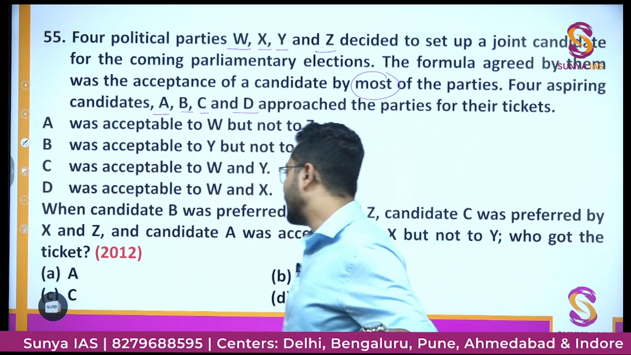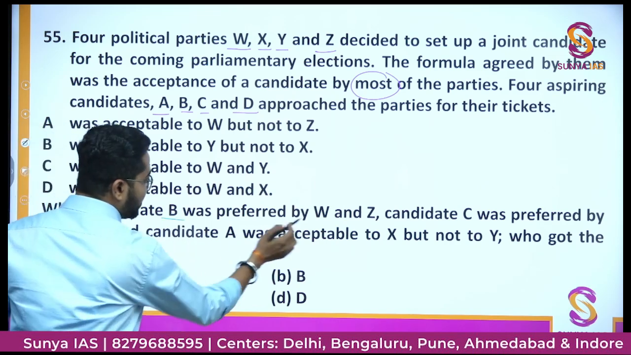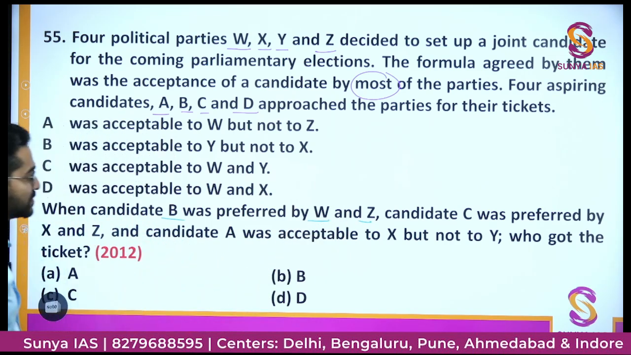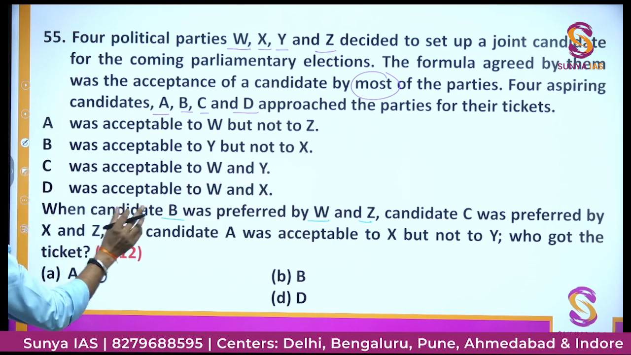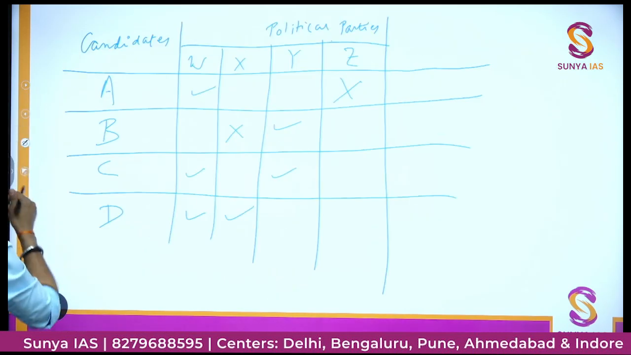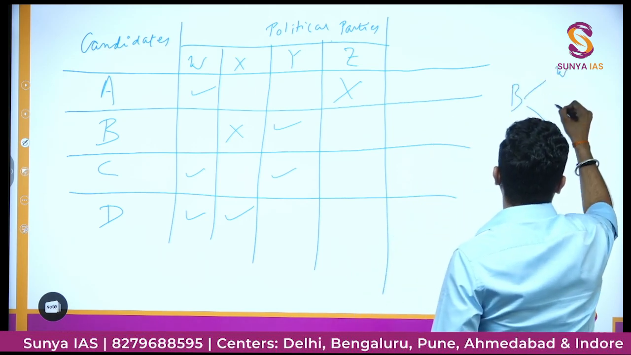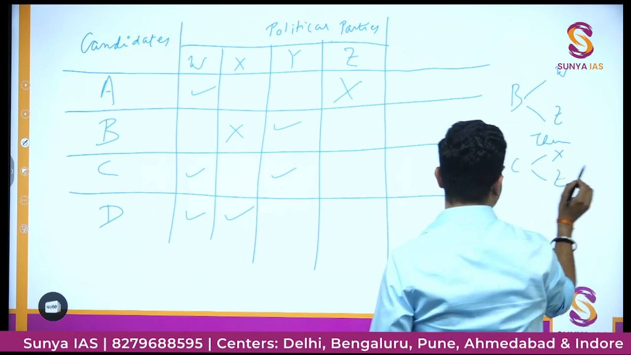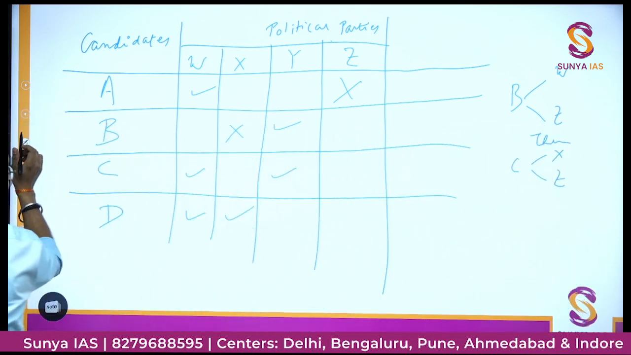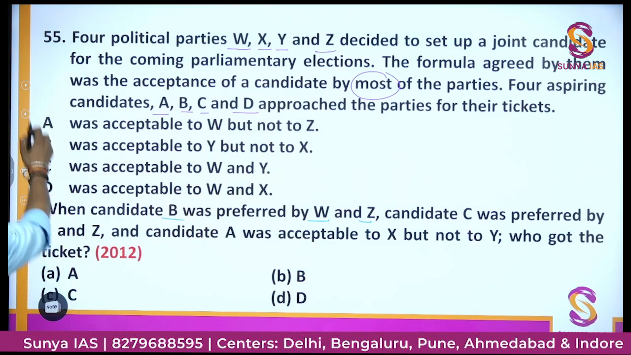Now we are given the additional conditions. When candidate B was preferred by W and Z, candidate C was preferred by X and Z. यही तो है. When B was preferred by W and Z, then C was preferred by X and Z.